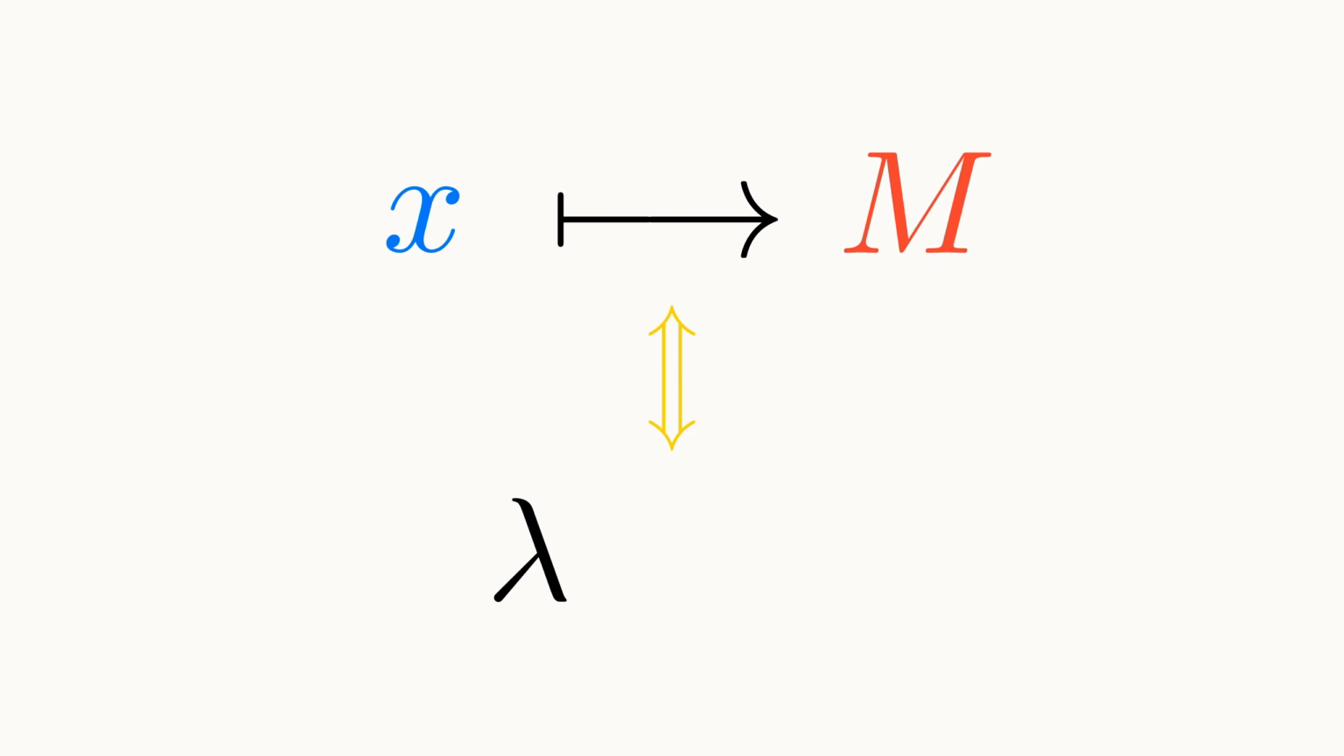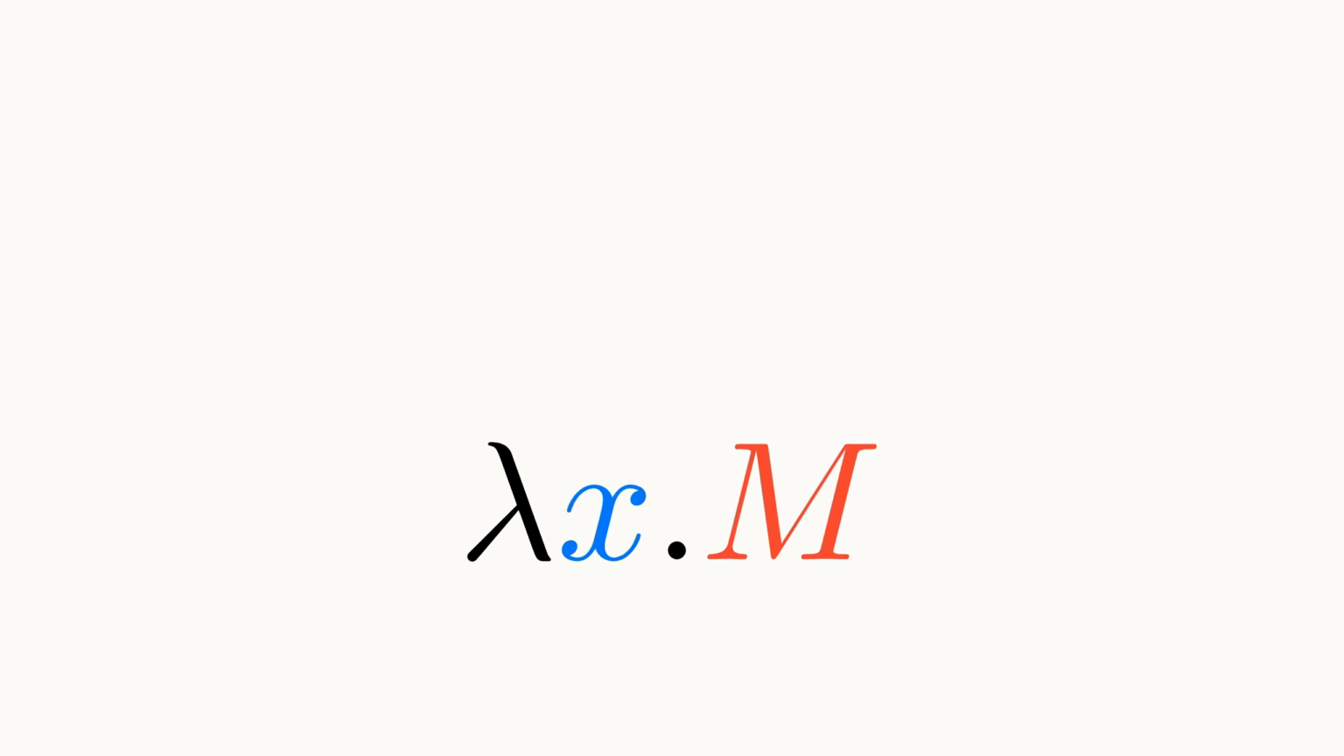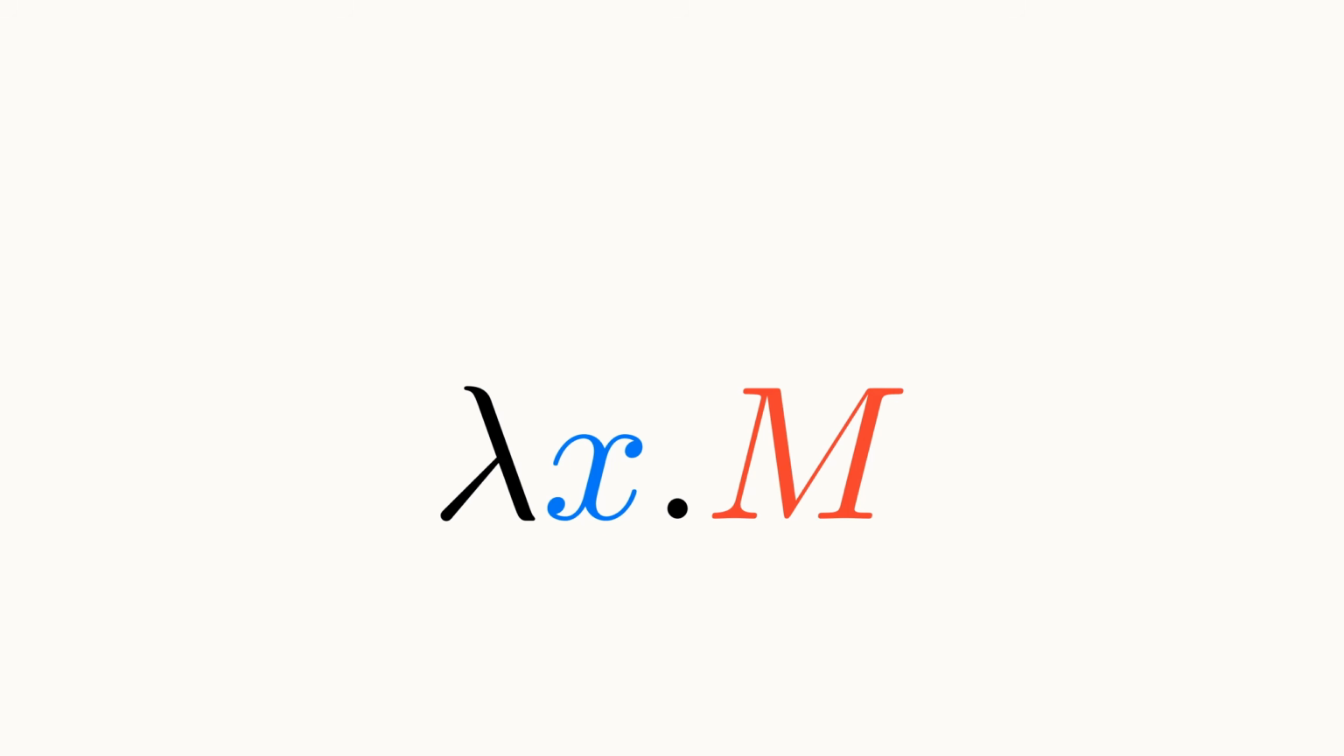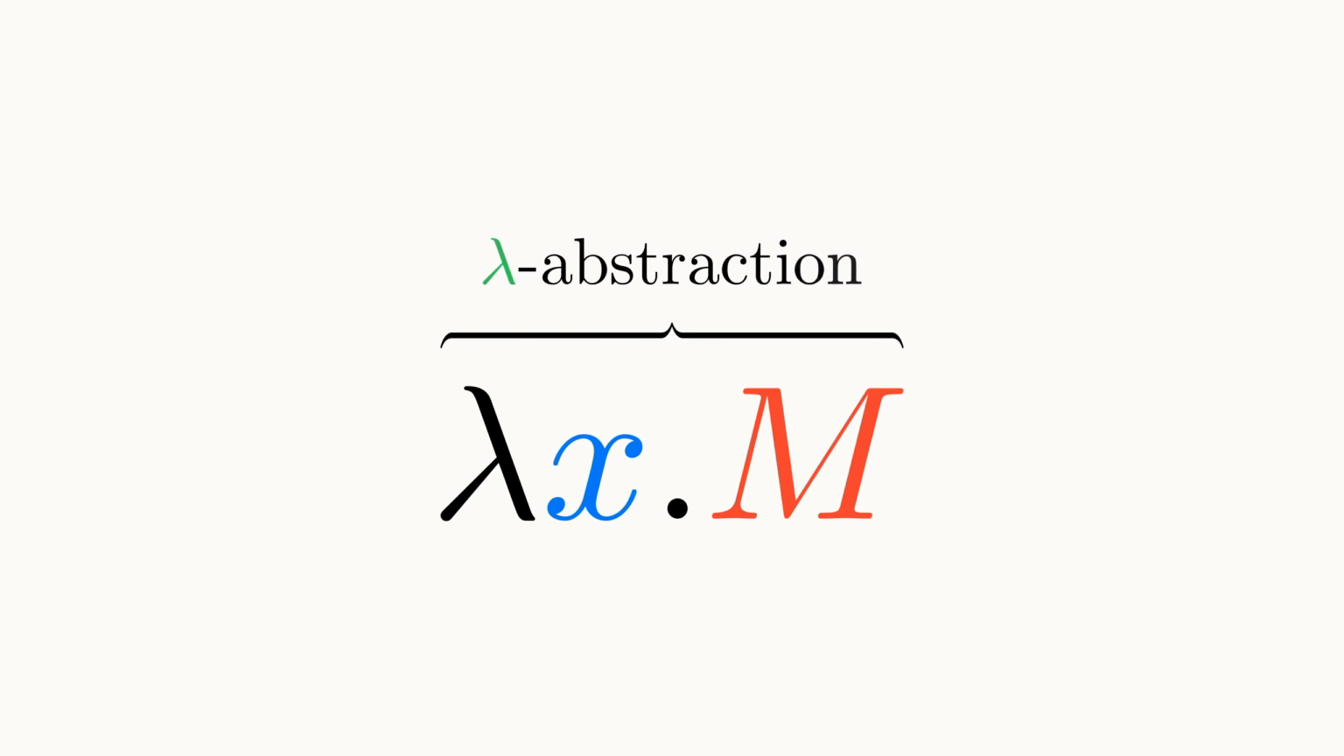Then we'll write the input variable, in this case x, next to the lambda. We'll then write a dot, and finally m, the output of our function. The dot is simply there to separate the input from the output. We often call functions written like this lambda abstractions.